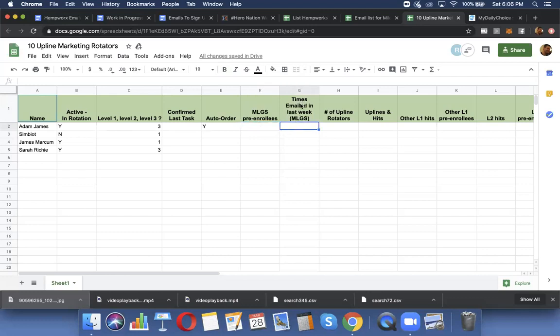Times emailed in the last week. By the way, these are things obviously that Adam James would keep updated. And if you see that somebody isn't updating these things, then that's not someone who's active. You would take them out of rotation until you have a conversation with them. And again, if someone keeps dropping the ball, that's someone you might say, you know what? I'll add you next month. Otherwise it becomes too time consuming. People need to be accountable. We can't nurture bad habits. We got to reward good habits.